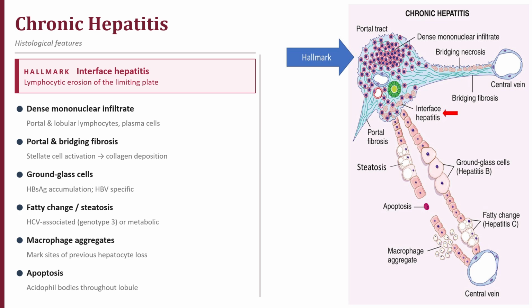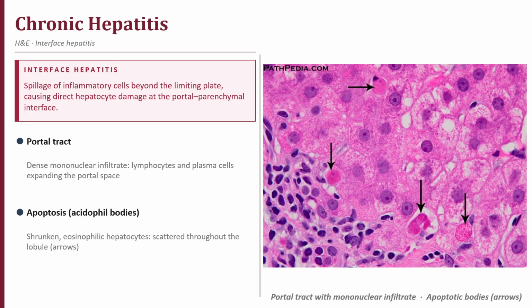Other changes such as steatosis, apoptosis, or even ground glass cell formation specific to hepatitis B usually are noted in chronic hepatitis. Here is the area between a portal tract and the hepatocytes, and you can see the mononuclear cells, the inflammatory cells, spilling to the adjacent hepatocytes, causing necrosis and death of these hepatocytes by, for example, apoptosis. This is what we mean by interface hepatitis.